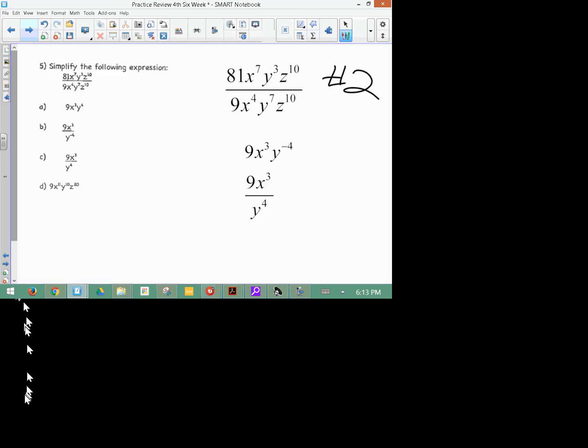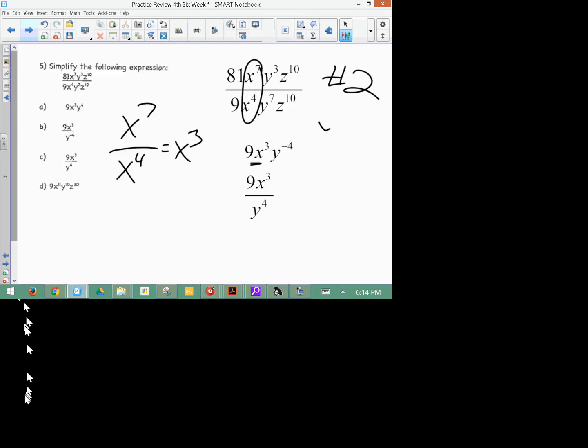What is 81 divided by 9? We know that that's 9. But x to the power 7 over x to the power 4 is going to be x to the power 7 minus 4. Sorry, I wrote that wrong. Let's try that again. This is what I'm working on. x to the power 7 over x to the power 4 is going to be x to the power 3. That's where that comes from. That's how I got that term.